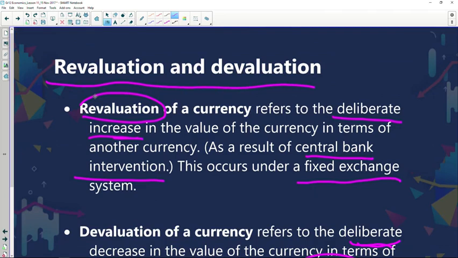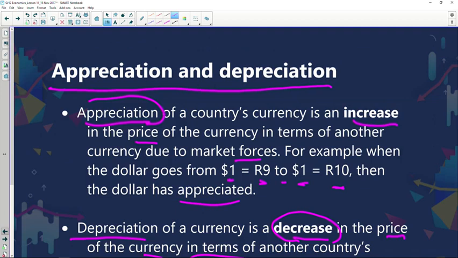So just be aware of the terminology relating to the revaluation and devaluation of currency, and also just be aware of the appreciation and the depreciation of currency. It appreciates when it increases and it depreciates when it decreases.